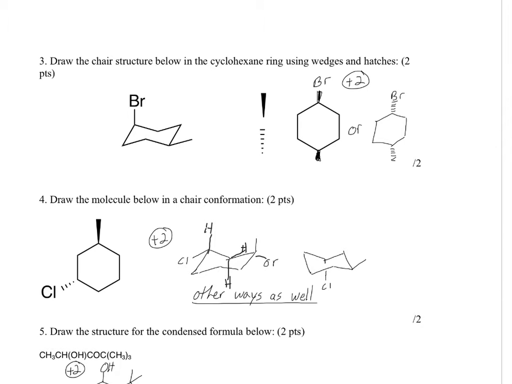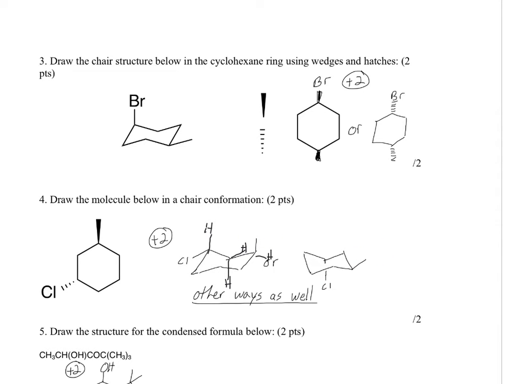The chlorine and the methyl here must be on opposite sides. Another way you could draw it, instead of the chlorine being equatorial, you could have the chlorine being axial. And if that's the case, the methyl in this case would be equatorial, but it's up. Notice how the chlorine's down in both cases, and the methyl's up in both cases.